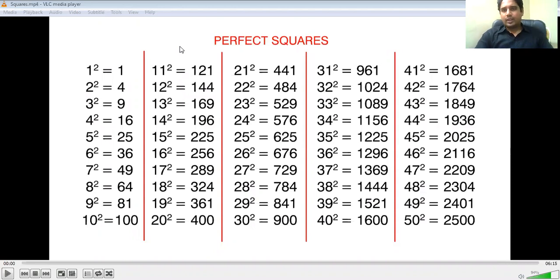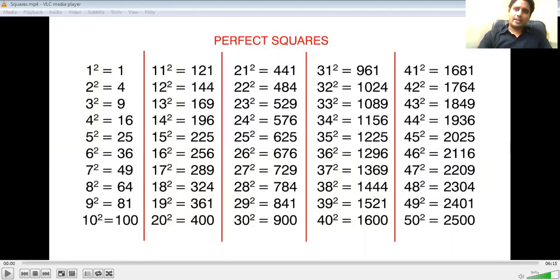In this video, I am going to share the shortcut to find out the square of any natural number. Now, I have written the square of the first 50 natural numbers here. I would recommend every student to remember the square of the first 50 natural numbers because these are numbers which are used frequently during your calculations.